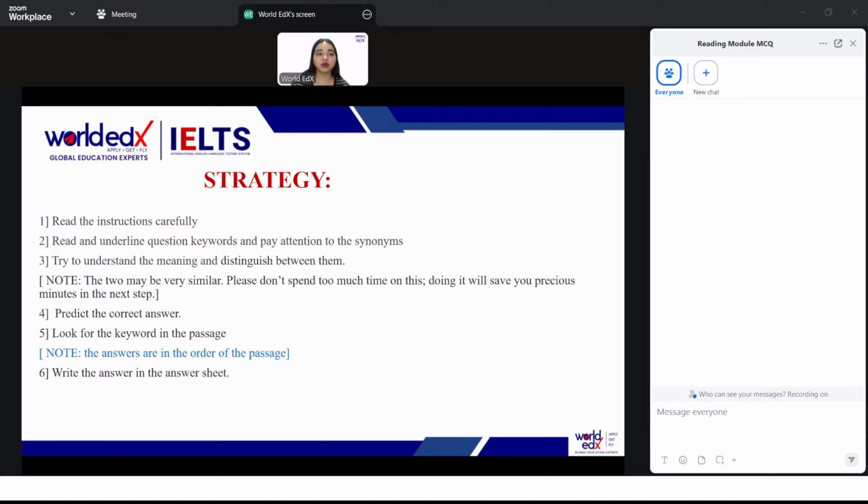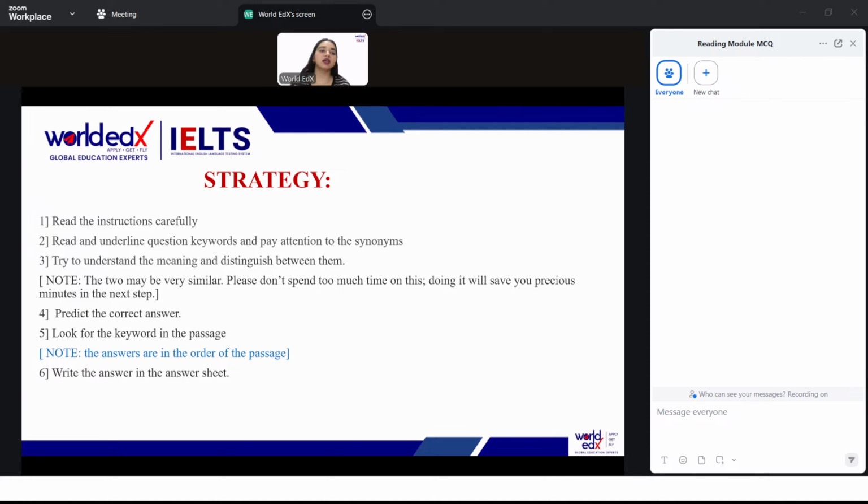The first is you have to read the instructions carefully. When I say you have to read the instructions carefully, it means that you have to understand what needs to be done. Look out whether you need to find one option which is correct, or you need to find many options that are correct, like 2, 3, 4. So the first thing is to understand the instructions.